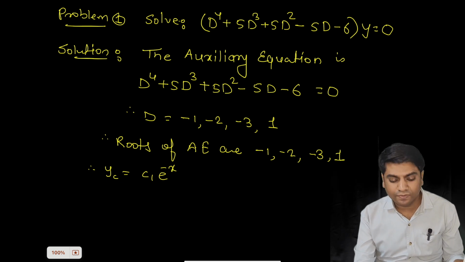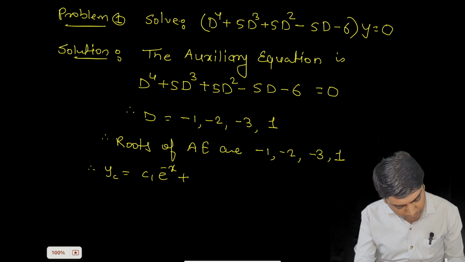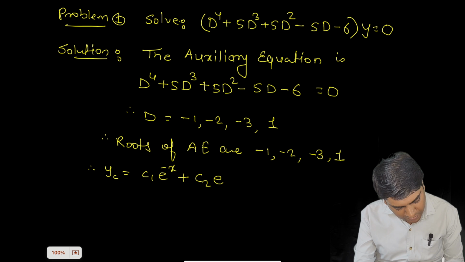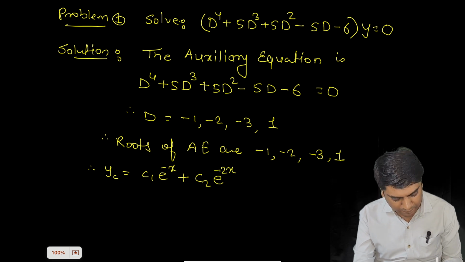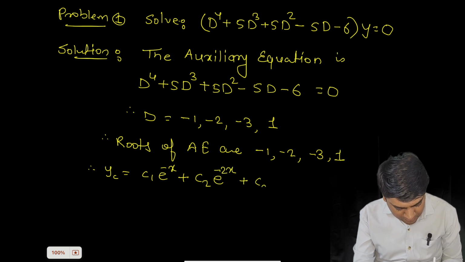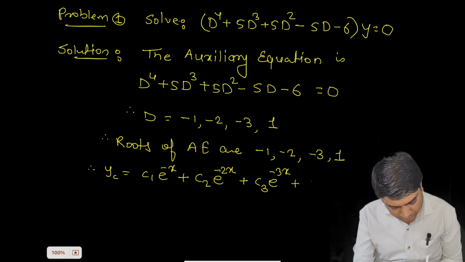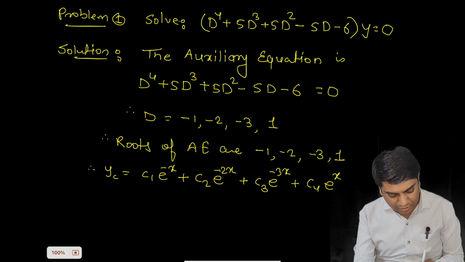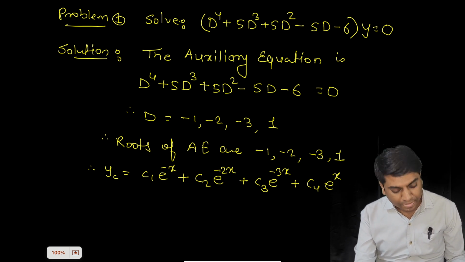-x. -1 के लिए जो -1 रूट है उसके लिए आ गया हमारे पास c1 e raised to -x, प्लस जो -2 रूट है उसके लिए आएगा c2 e raised to -2x, plus c3 e raised to -3x, plus c4 e raised to 1x, that is e raised to x. Okay, so this is our complementary function.